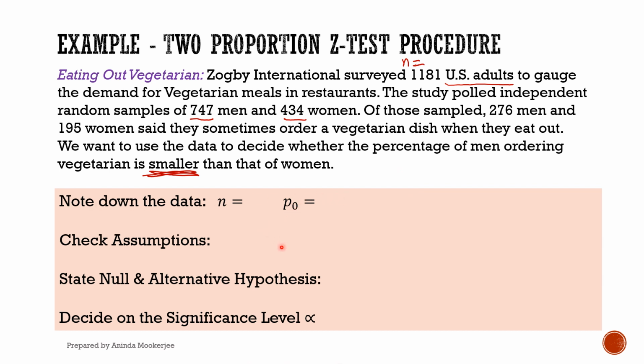So first step is to note down the data. N is 1181. We will have to note down more than what they have asked here, but let's go step by step. Now, what's P sub 0?